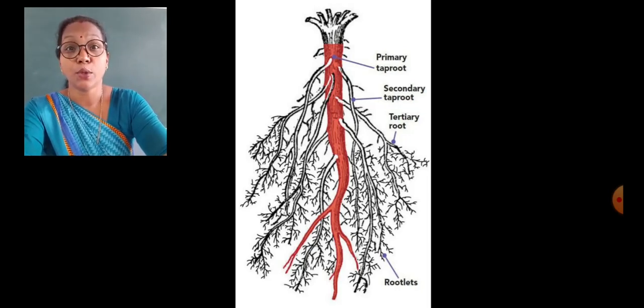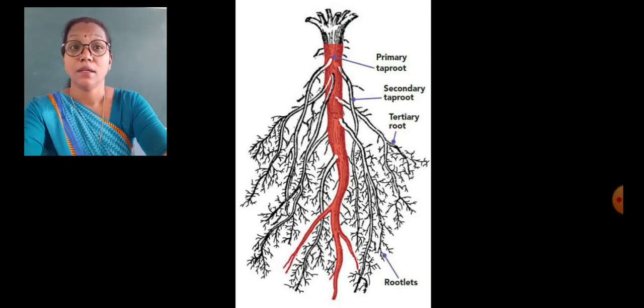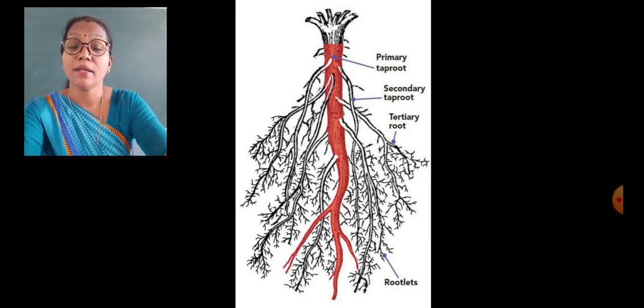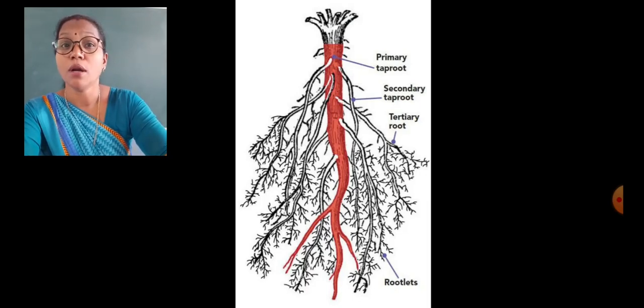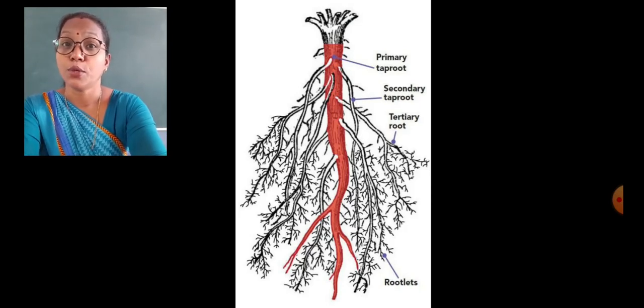From the secondary taproot, even smaller minute branches arise. They are called tertiary roots. And at the tip of the tertiary roots, there are the root hairs and the root cap is also present. Then students, that is the taproot, in which the main root is there and it is branched into various branches, and these branches also give rise to further small branches. Such a root system is called the taproot system.